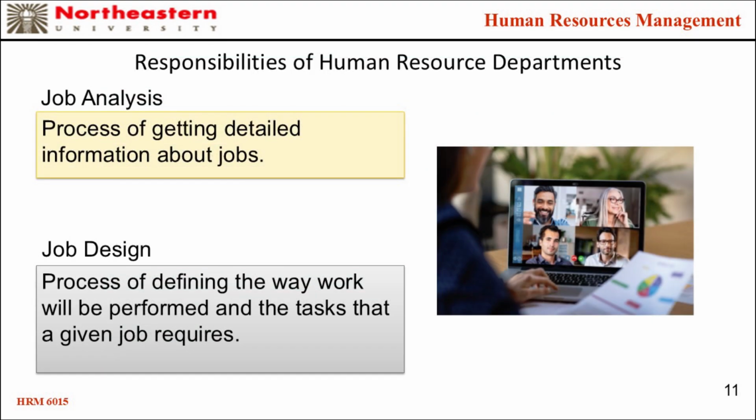Among the other responsibilities of human resources departments is to look at the jobs and analyze them and determine exactly what they consist of. What types of work need to be done? Who needs to do it? How much work should one position be responsible for? How do they interact with all of the other jobs? The job design is actually defining how each job works and how those tasks are going to be performed within that given job.